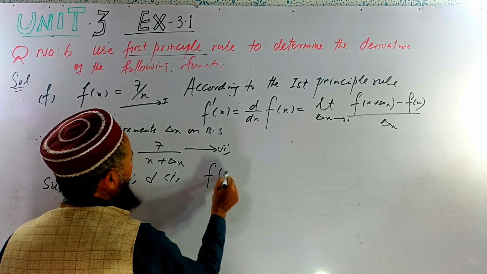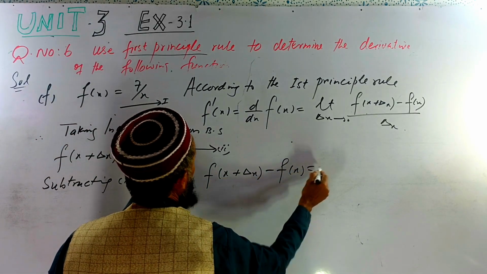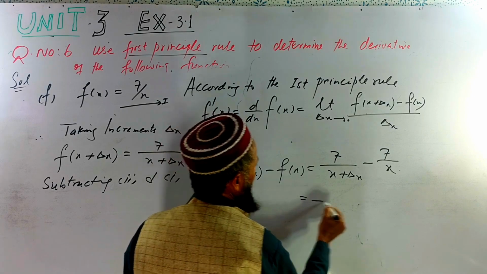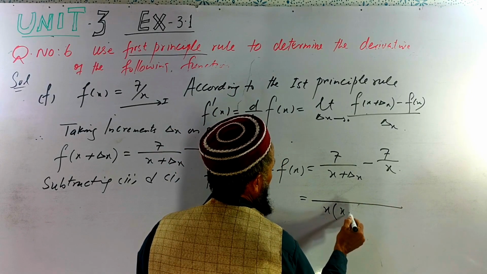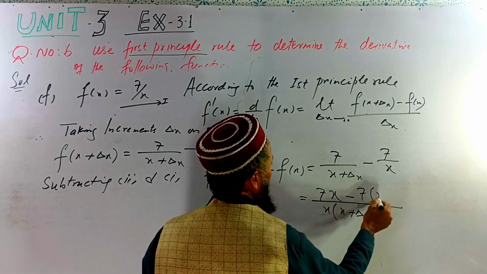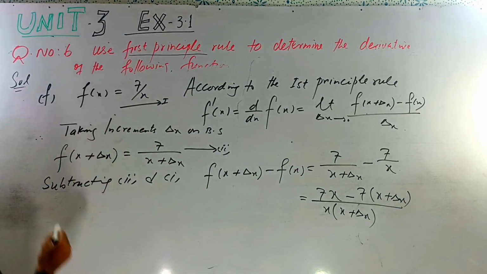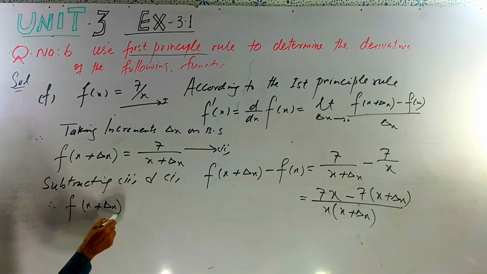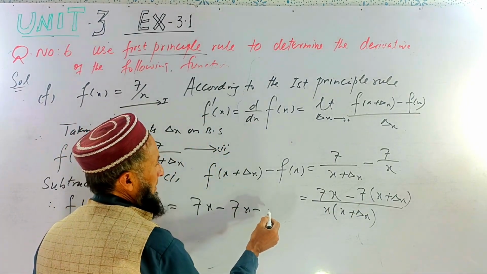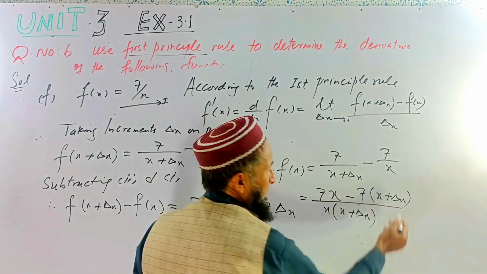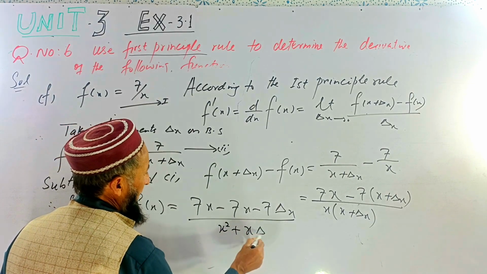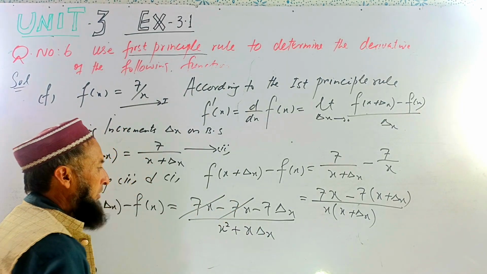So we write here f of x plus delta x minus f of x is equal to 7 divided by x plus delta x minus 7 divided by x. Now we take the LCM: x times x plus delta x is the LCM. For 7 and x, x cancels and we multiply 7 by x plus delta x. Now we simplify: f of x plus delta x minus f of x is equal to 7x minus 7x minus 7 delta x over x square plus x delta x. 7 is multiplied with both terms, so 7x and minus 7x cancel, one positive and one negative.